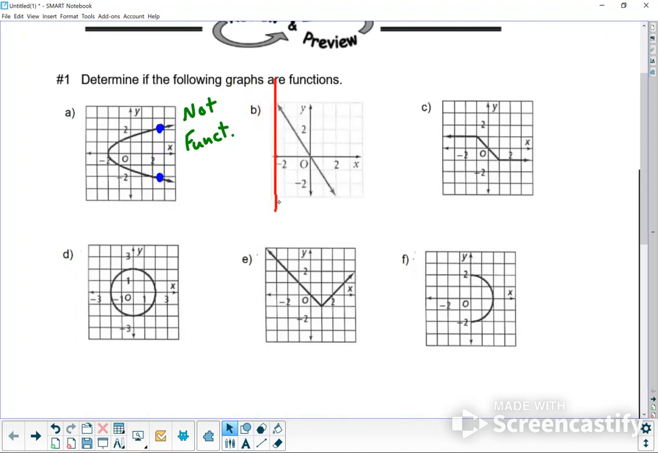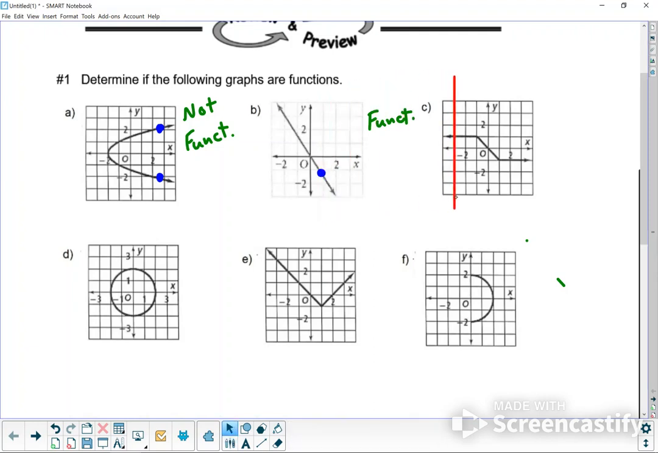Right, so letter B, if you take it across, you see how each time I move it across, the red line only crosses the graph at one point. Let's just say right here. Okay, if I move it somewhere else, let's say I move it right here, the line crosses the graph right there. So this right here is a function because it passes the vertical line test. So we'll just say this one is a function.